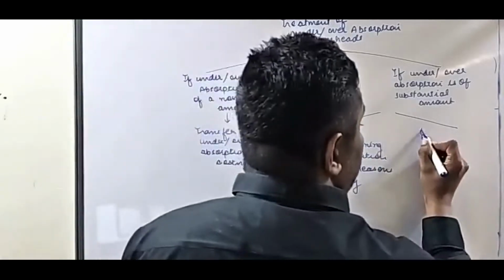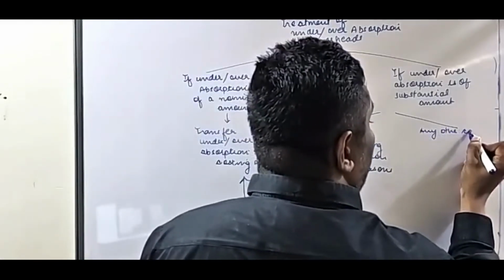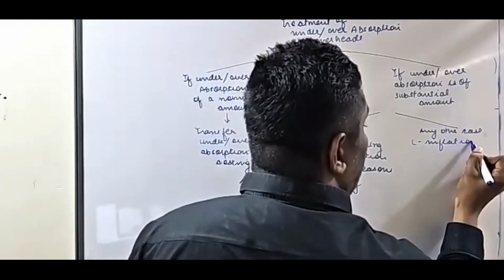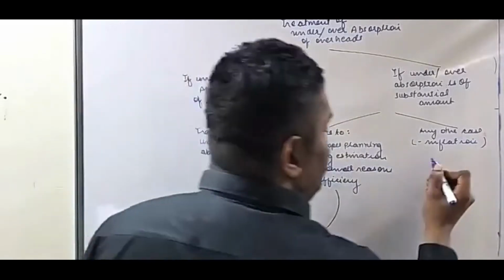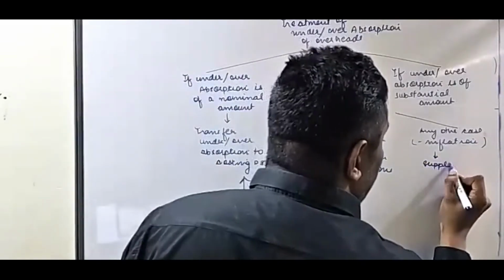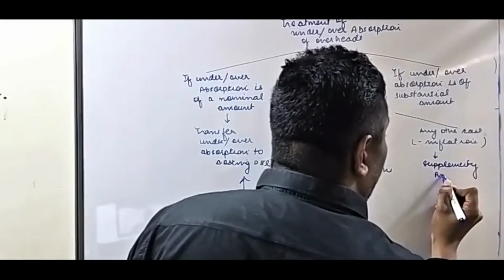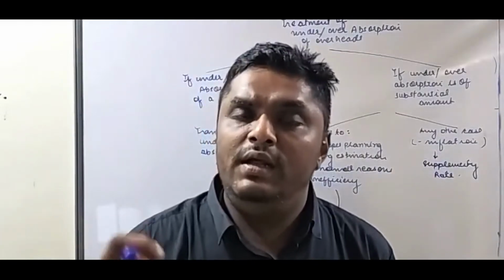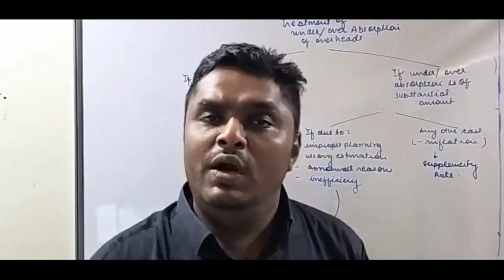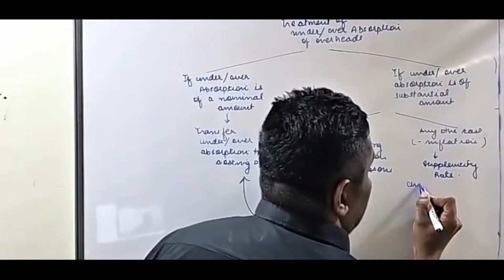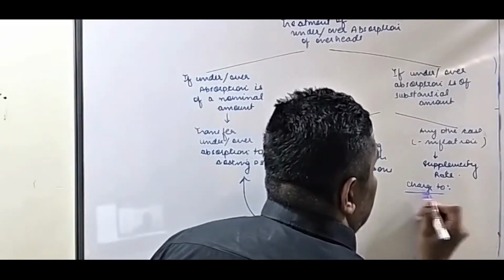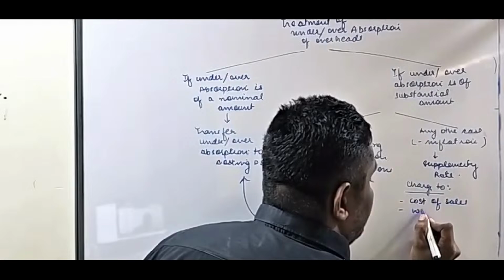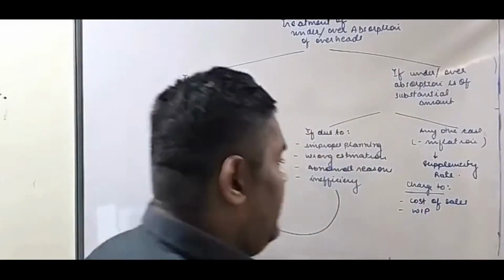Or any other case, we can say rise in product prices, we can say inflation, then we have to calculate the supplementary rate. We have to calculate a supplementary rate, and that rate is used to charge the under or over absorption to cost of sales, work in progress, and finished stock.